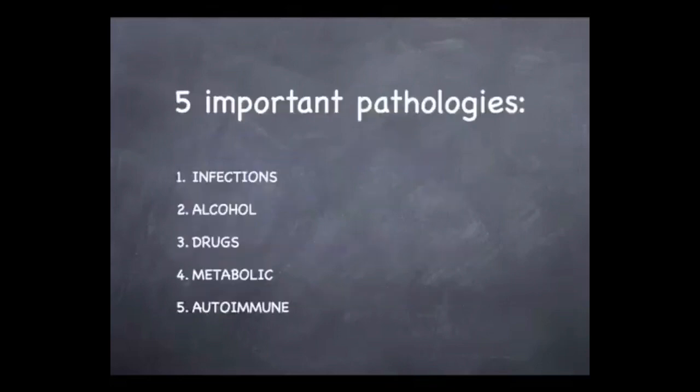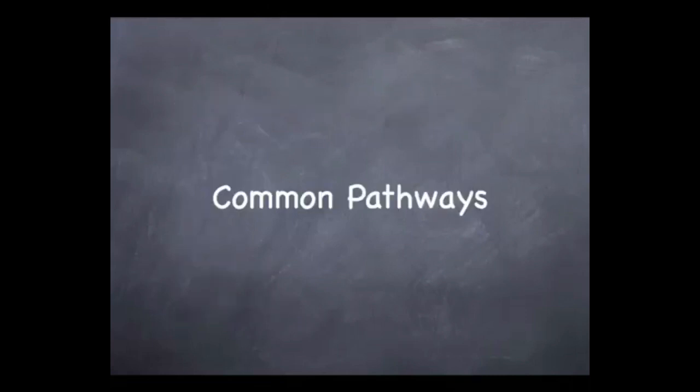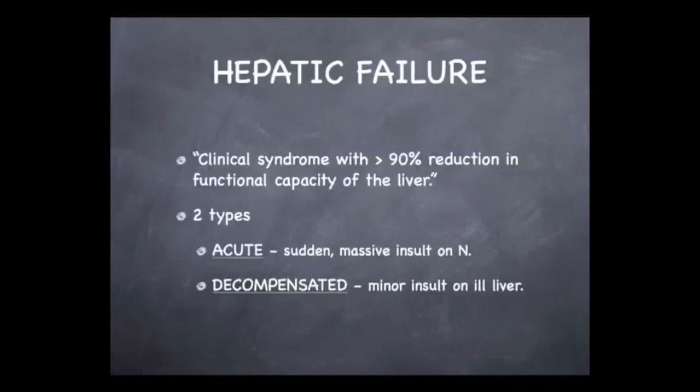So there are 5 important pathologies that affect the liver. These are infections, alcohol, drugs, metabolic conditions, and autoimmune disease. In the second part of this podcast, I'm going to look at these specific pathologies. But now I'm going to specifically consider some of the disease states that often result from these. Firstly, I'm going to talk about hepatic failure.